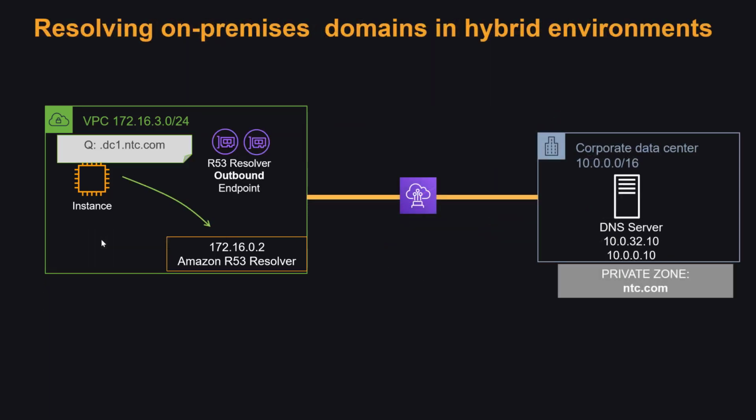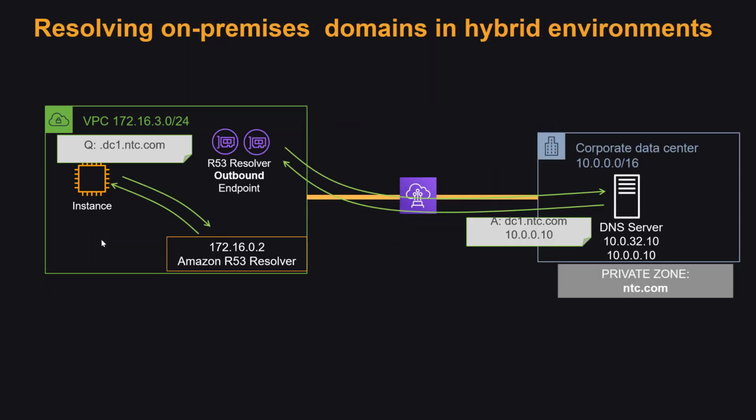The second scenario, again, go ahead and build it. It's a little different in that the private zone on the right-hand side resides in the data center, hosted on these two DNS servers. The instance will send a request for ntc.com. In this case, ntc.com happens to be a private zone. dc1.ntc.com resides in the data center. The request goes to the resolver, the VPC resolver.